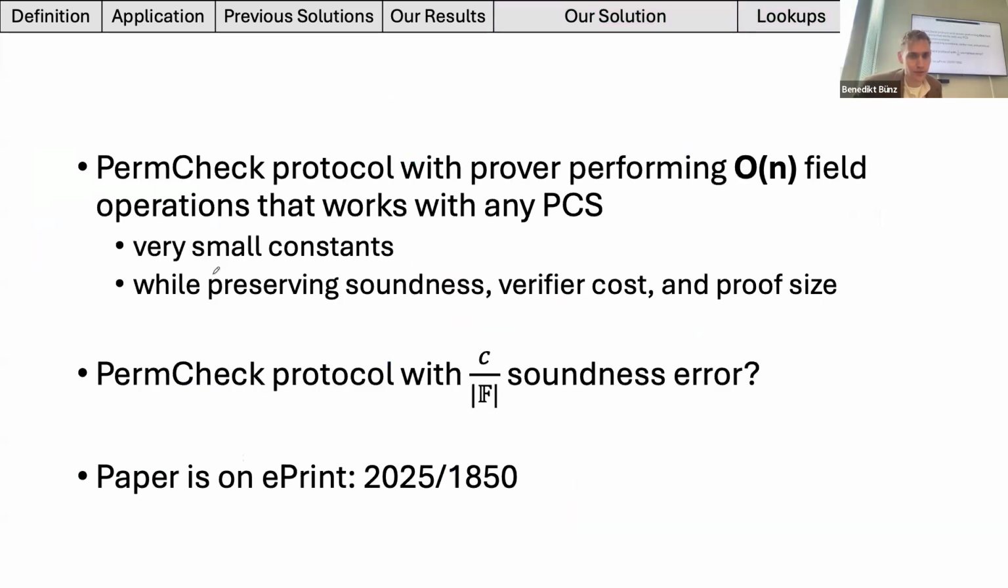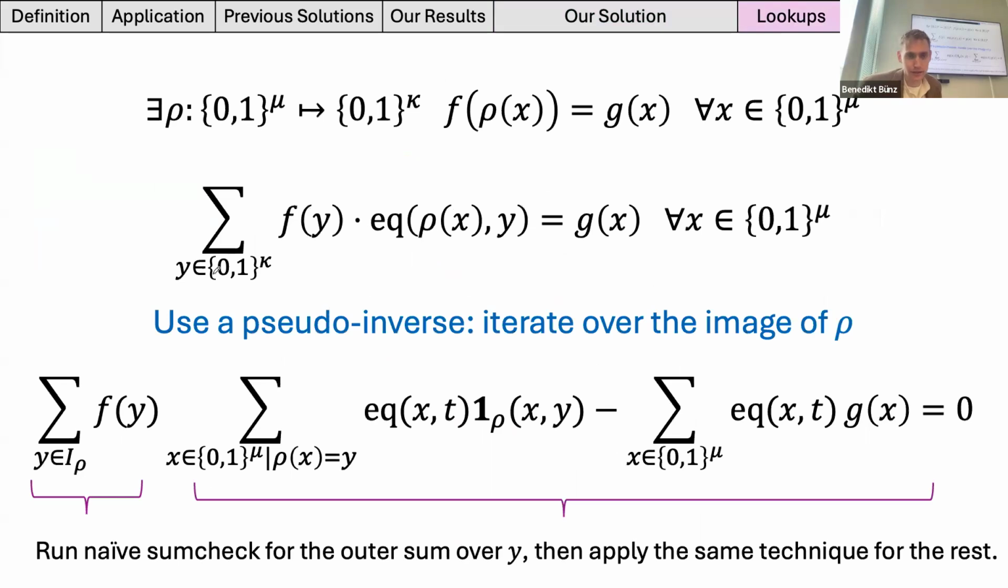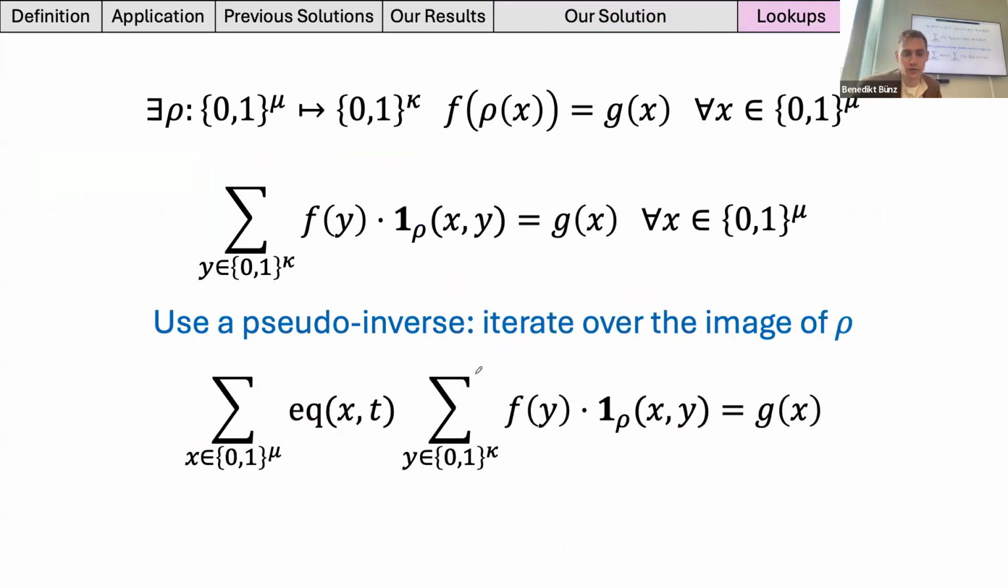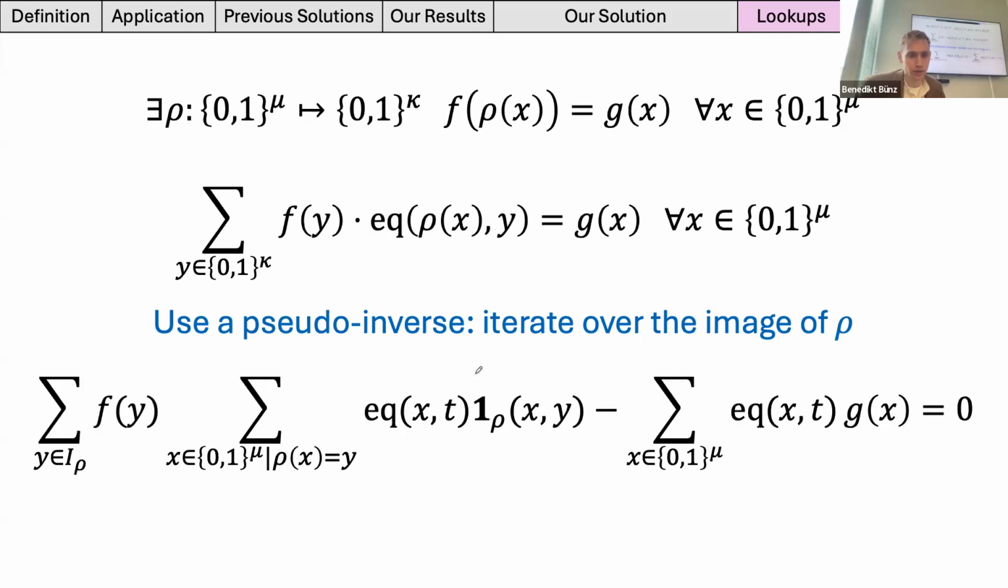We then extend it to lookups. There, one thing that makes it a little bit more complicated is that previously we took advantage of the fact that a permutation has an inverse. This is not going to be the case anymore, but we can use something called the pseudo inverse. So basically all the things that map to X and still get a similar result.